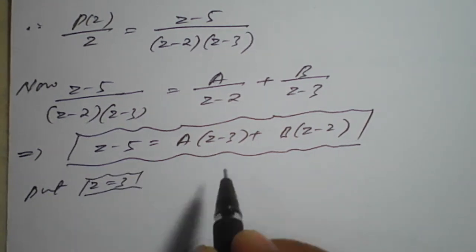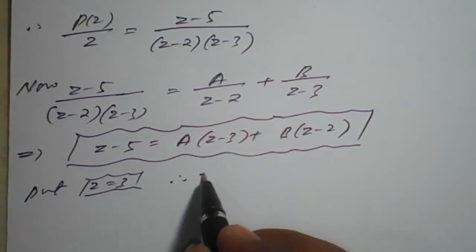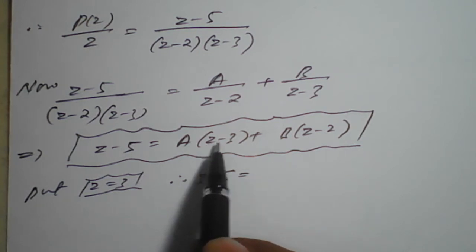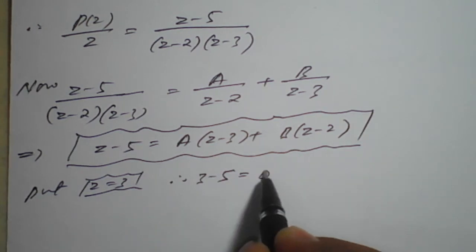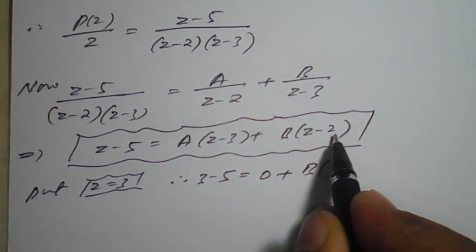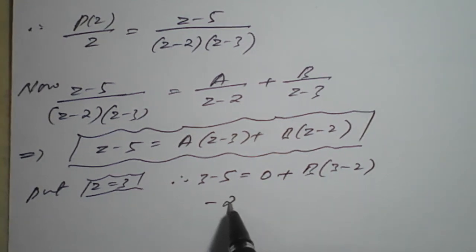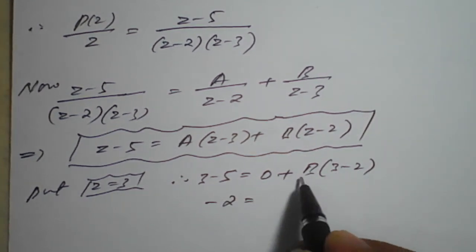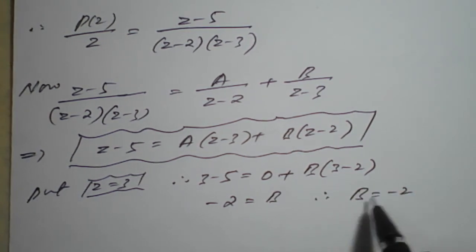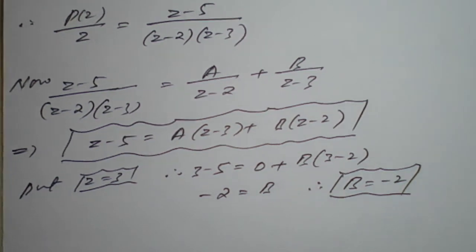So put z is equal to 3. If you put z is equal to 3 in the above equation, 3 minus 5 is equal to A into (3 minus 3), which is 0, 0 into A is 0, plus B into (3 minus 2). 3 minus 5 is minus 2, 3 minus 2 is 1, 1 into B is B. So therefore the value of B will be minus 2.